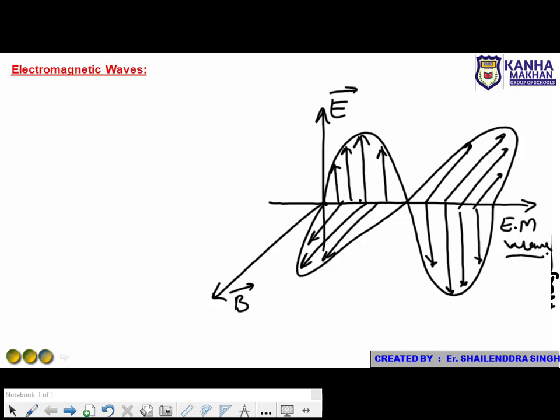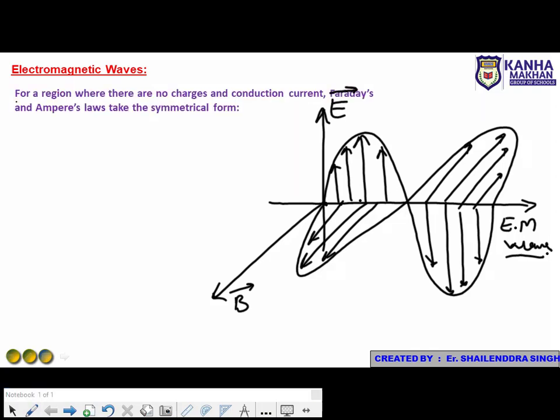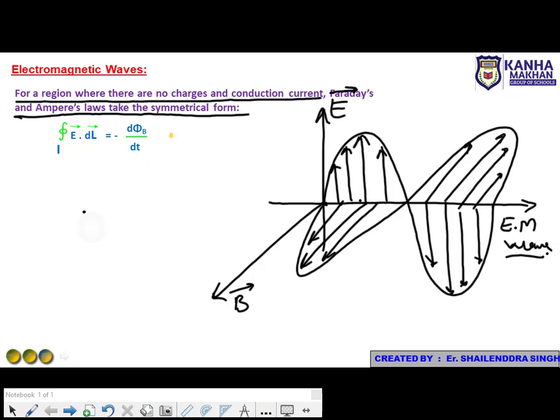So what is the electromagnetic wave? For a region where there are no charges and no conduction current, Faraday's and Ampere's laws take a symmetrical form. We can write here the cyclic integration of E dot dl equals minus d phi B over dt, and the cyclic integration of B dot dl equals mu naught epsilon naught d phi E over dt. We are just assuming here there is no conduction current and no charge, then we will have that particular formula. How is it obtained here?